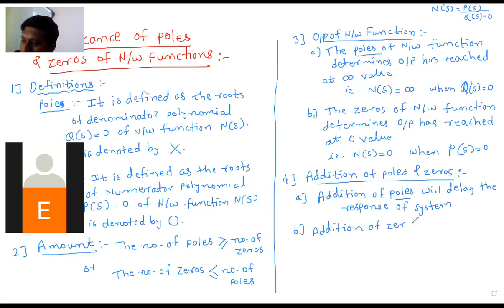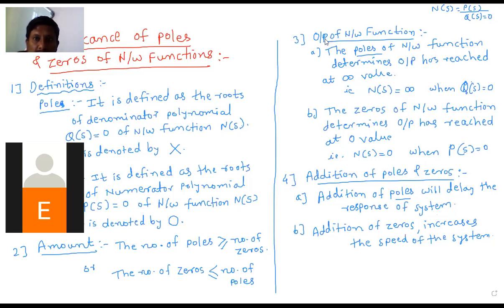Addition of zeros, what will it give? Addition of zero will increase the speed of the system. What will happen by adding zeros? The speed of the system will increase, and by adding poles the delay will increase. Okay, but what is the advantage of poles? If by adding poles we add to the unstable system, we can convert it into stable system. These are the 4 points we have discussed. If any questions will be there, you can ask.